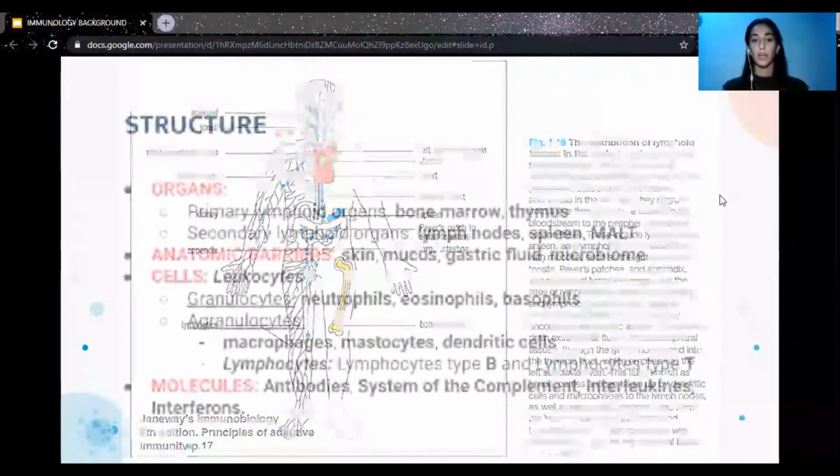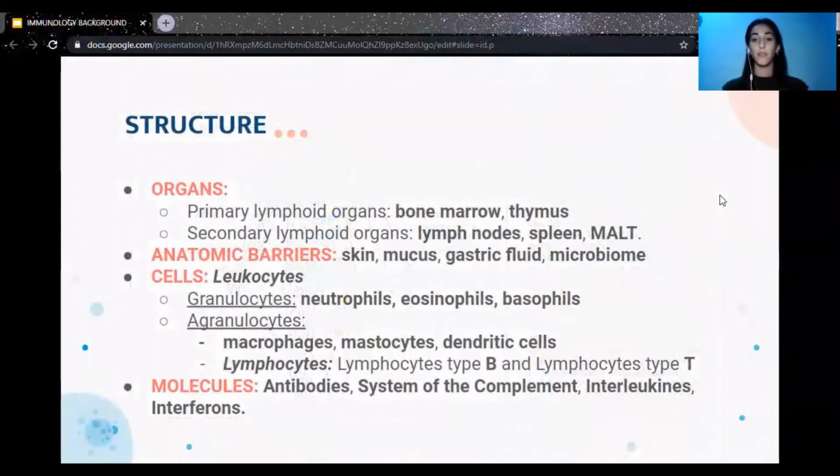Then we have anatomic barriers, which are of different types: physical, like the skin or secretions such as mucus; chemical, which are gastric fluids or proteins that have some activity, for example, bacteriostatic proteins. And also we have biological barriers, such as the microbiome that lives in our body, for example, in the gut.